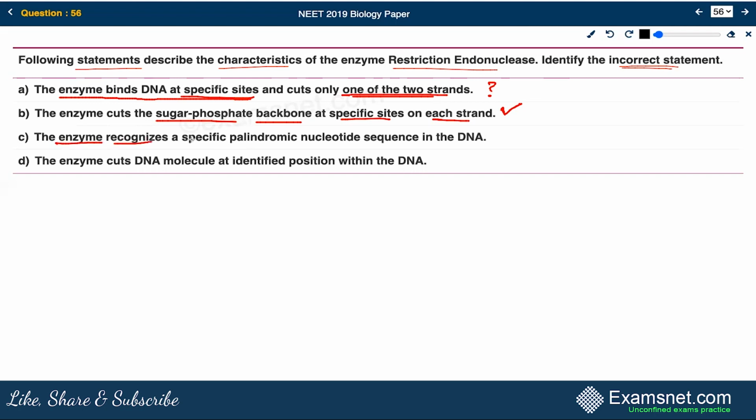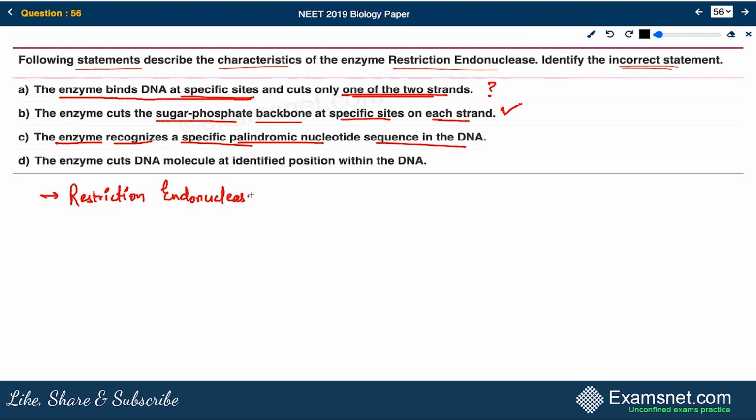Then, the enzyme recognizes a specific palindromic nucleotide sequence in the DNA. This is also a correct statement, because of one of the examples of restriction endonuclease that has been given. A palindromic sequence is such a sequence which, whether you read from the left side or the right side, will remain the same. So let me first tell you some of the key points. See, restriction endonuclease is one such enzyme.